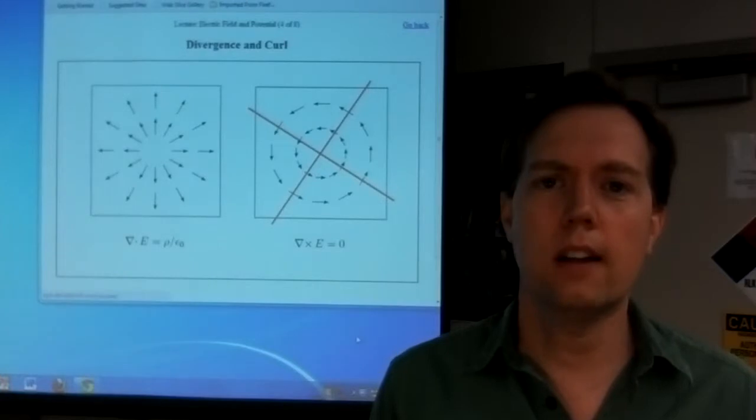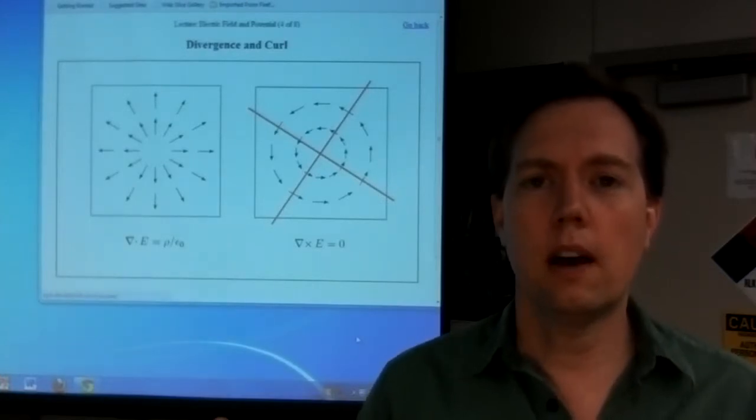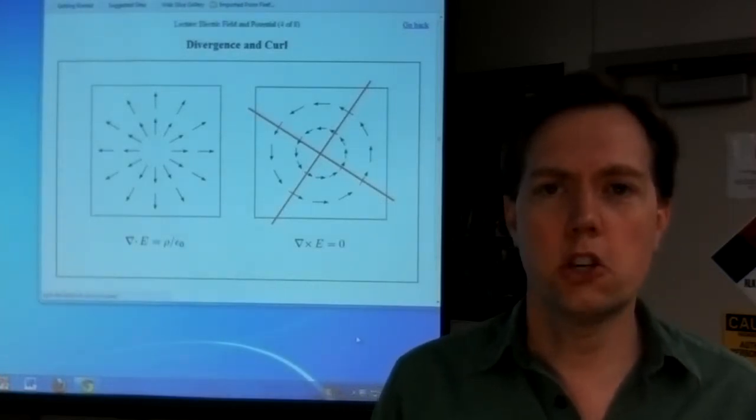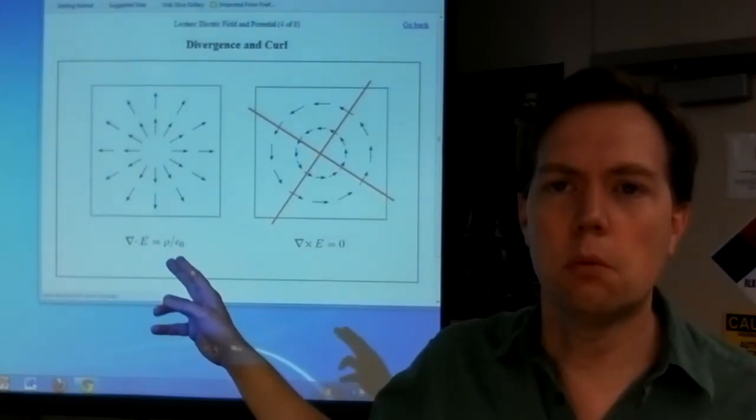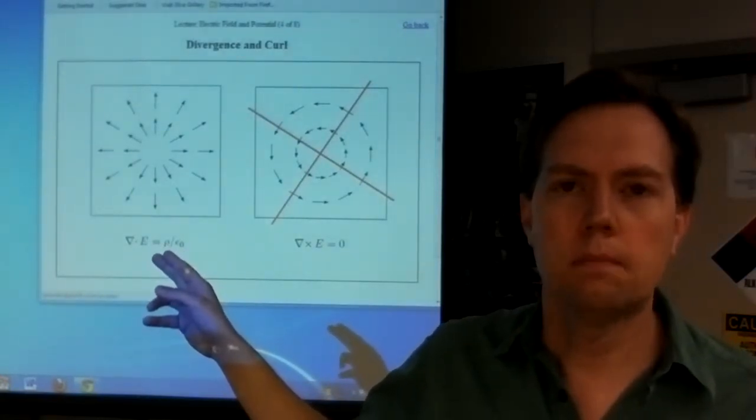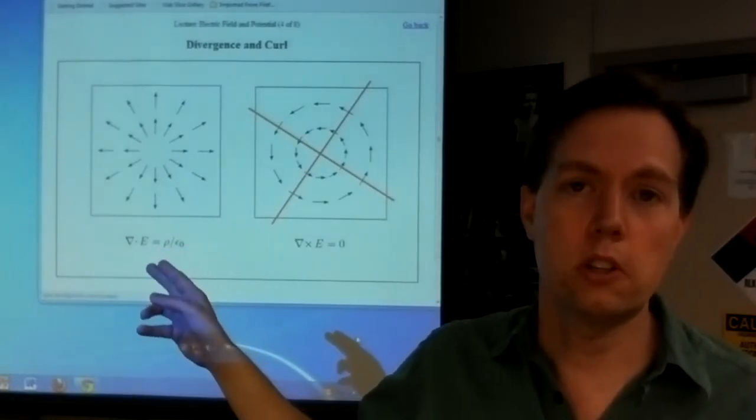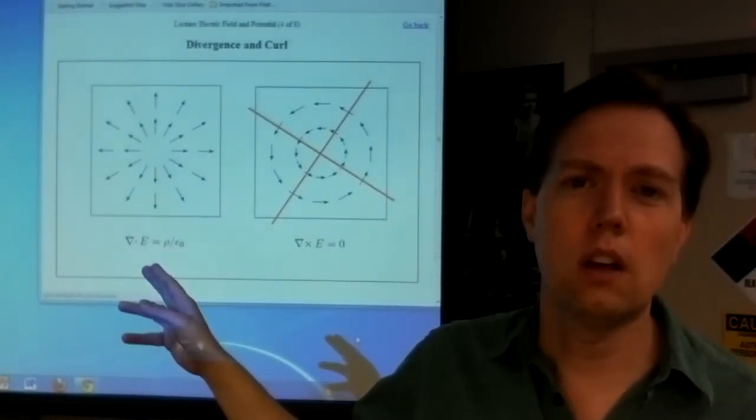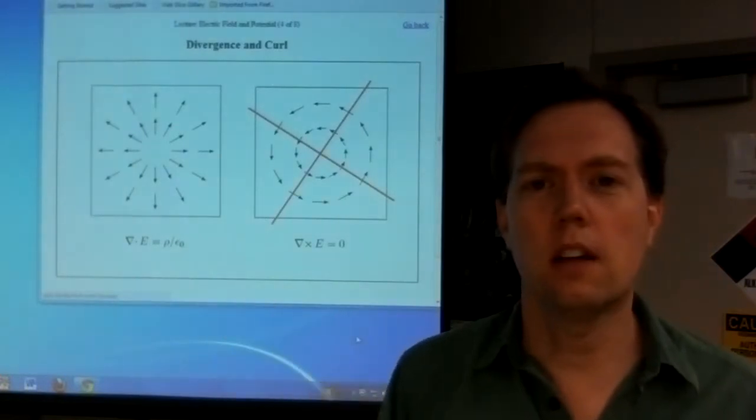Coulomb's law tells us that the electric field spills out from a positive charge, and basically what this equation captures is that the divergence is directly proportional to the charge, or the charge density really is what this represents, the charge density at that point.